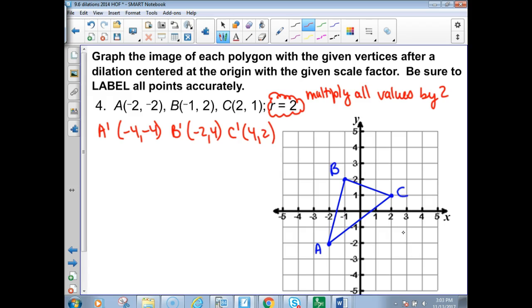Now that we know where the points are, we can go ahead and just plot them. I went the wrong way. -4, left 4, down 4, A prime. Left 2, up 4 for B prime. And 4, 2, C prime.